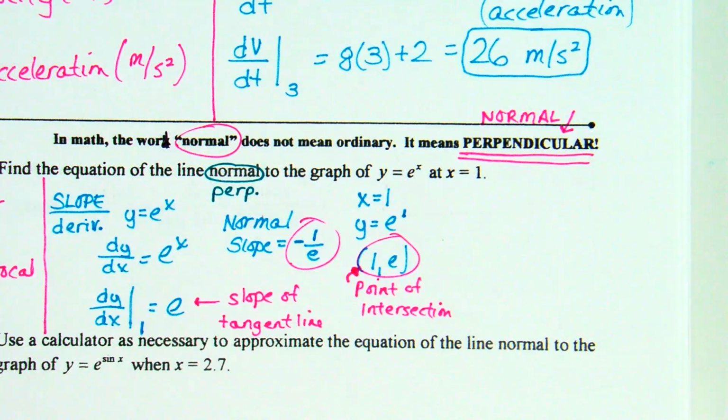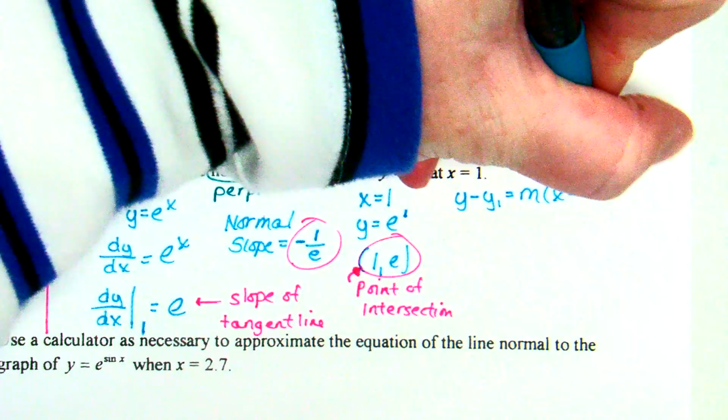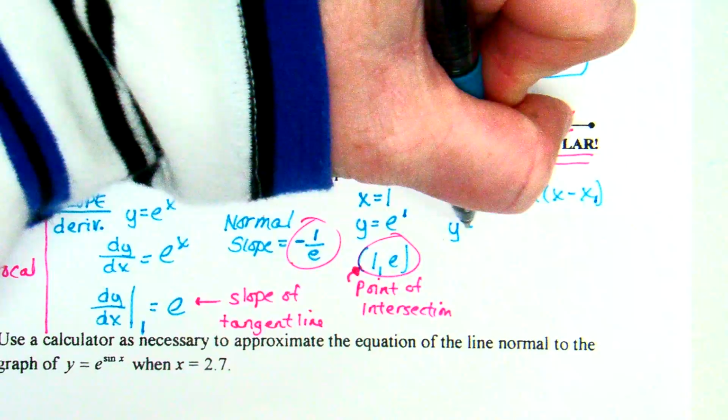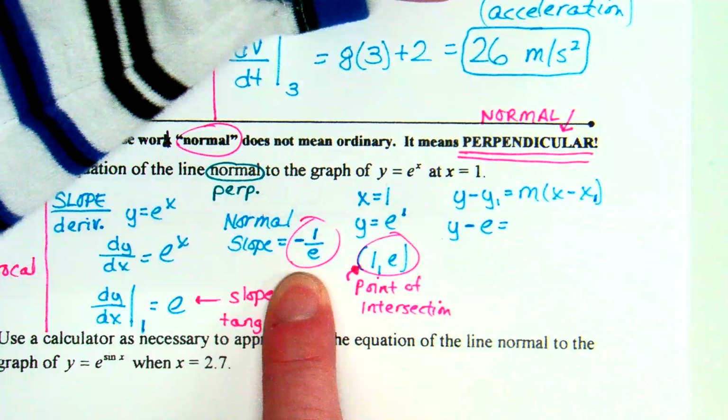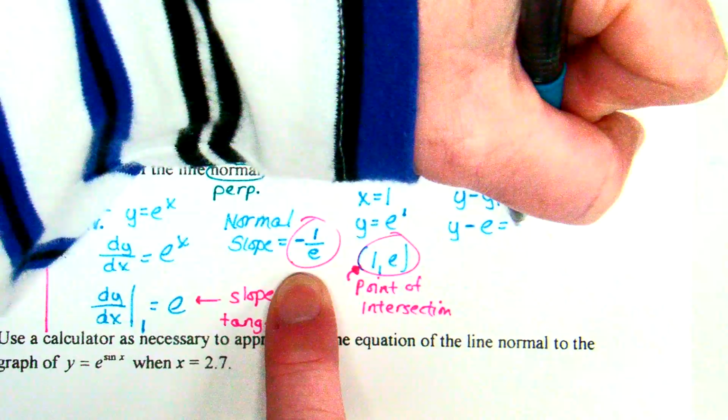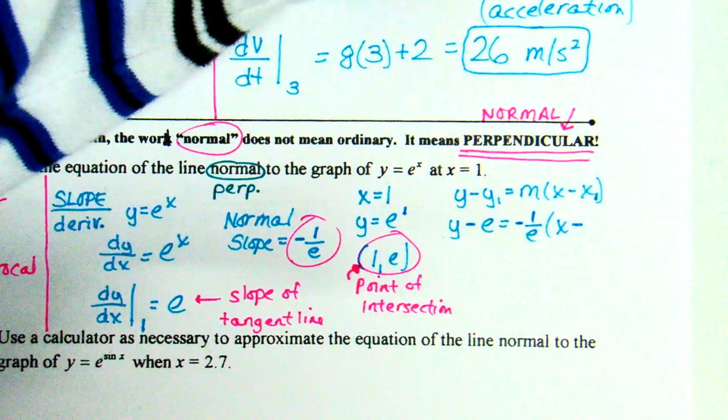Okay, so if I use point-slope form, guys, I'm going to try it: y minus y1 equals m times x minus x1. So y minus, what's my y coordinate? e. Equals m. What's my m? My normal slope was negative 1 over e times x minus, what's my x coordinate? 1.